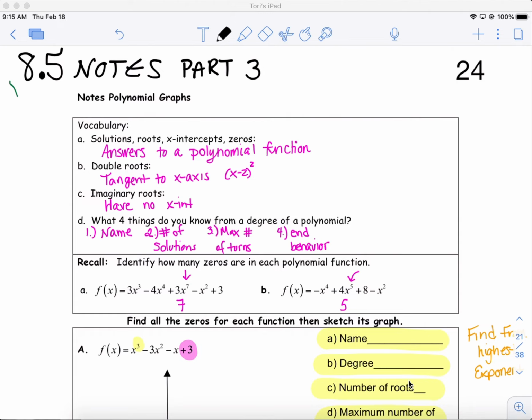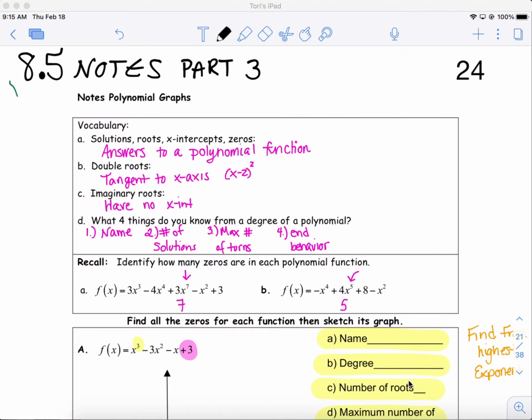Hey guys, we're back with part 3 of the 8.5 notes. I'm going to be color coding a lot of things today, so if you have 3 colors of highlighters or colored pencils or something that would help you sort this out, please go ahead and grab them now. I'm going to have you pause the screen and copy what you see, and then we'll get started.